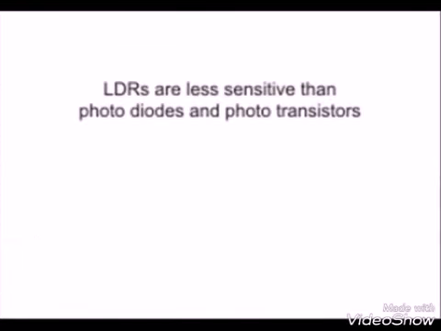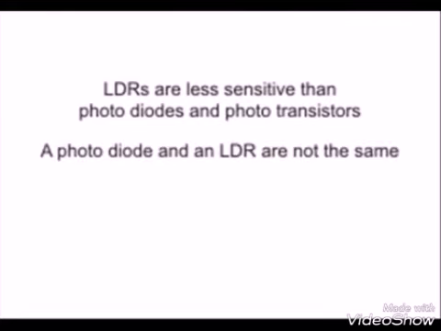Also, LDRs are less sensitive than photodiodes and phototransistors. A photodiode and an LDR are not the same. A photodiode is a p-n junction semiconductor device that converts light to electricity, whereas a photocell is a passive device. There is no p-n junction in this, nor does it convert light to electricity. An LDR only changes the conductivity of the path for electricity depending upon the light that falls on it.